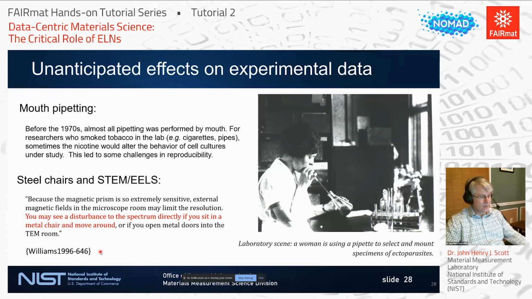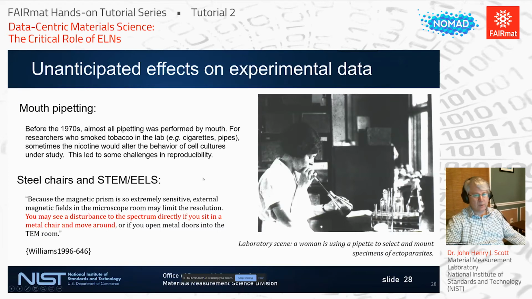The well-known book by Dave Williams and Barry Carter on TEM has a sentence or two about when doing electron energy loss spectroscopy in STEM microscopes, because the magnetic prism is so extremely sensitive, you can see changes in the spectral data. In particular, the zero loss peak shifts around on the x-axis, the energy axis, if you move around the room in a metal chair. And so some people have gone to the extreme of using wooden chairs instead of metal chairs in these environments in the past.